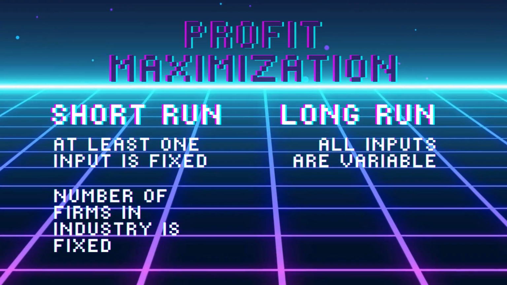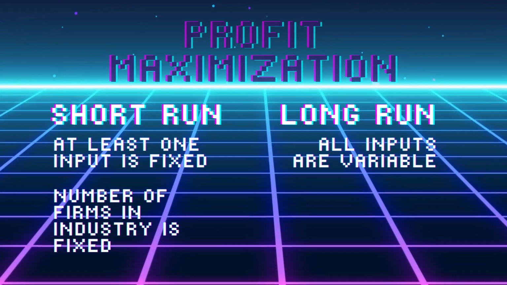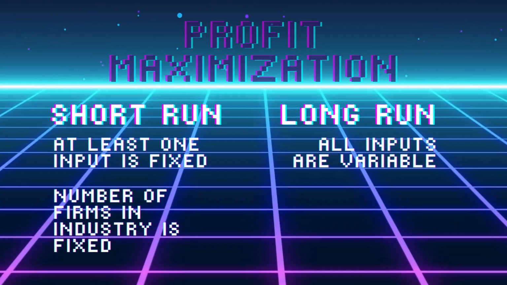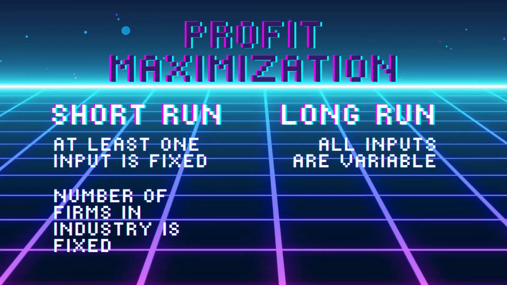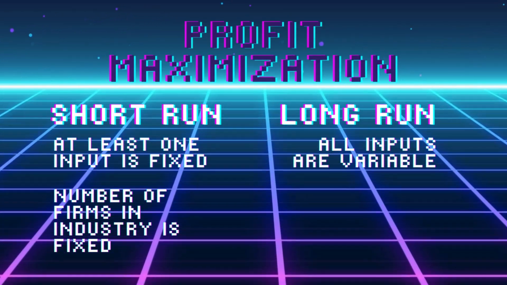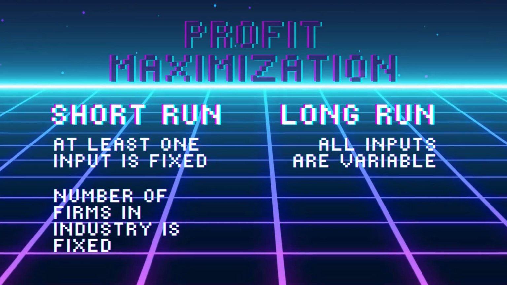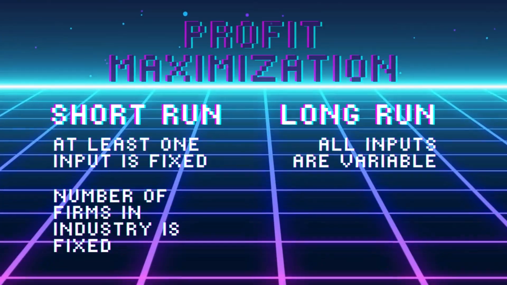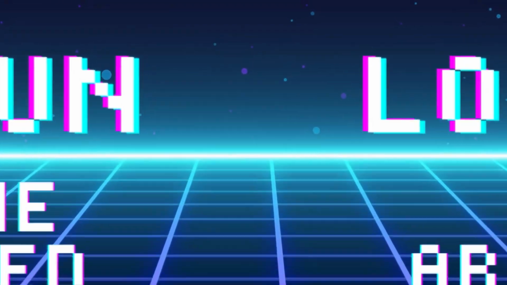Therefore, a firm will continue to produce and sell their product in order to at least cover these losses. By definition, there will always be at least one fixed input in the short run, which means firms cannot enter or exit the market. This is why we say that in a perfectly competitive market, the number of firms in the short run is fixed.